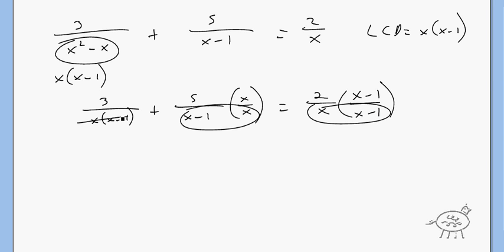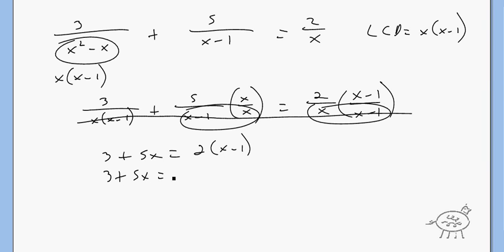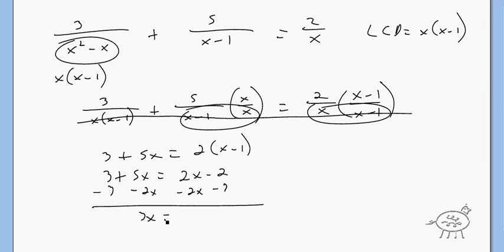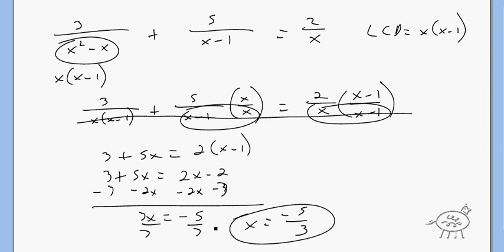Okay? So again, I don't need those denominators anymore. And I have 3 plus 5x is equal to 2 parentheses x minus 1. So I get 3 plus 5x equals 2x minus 2. And I'm going to subtract 2x from both sides and subtract 3 from both sides. So I get 3x equals negative 5. And I divide both sides by 3. So x equals negative 5/3.